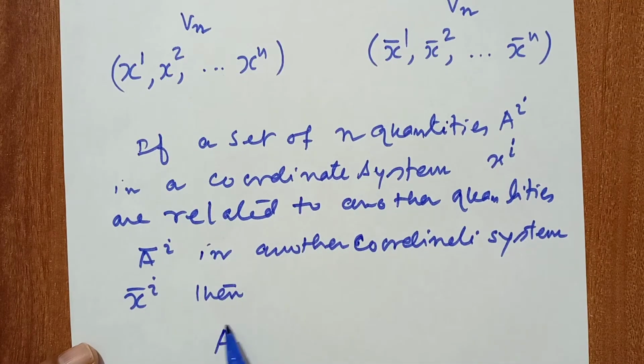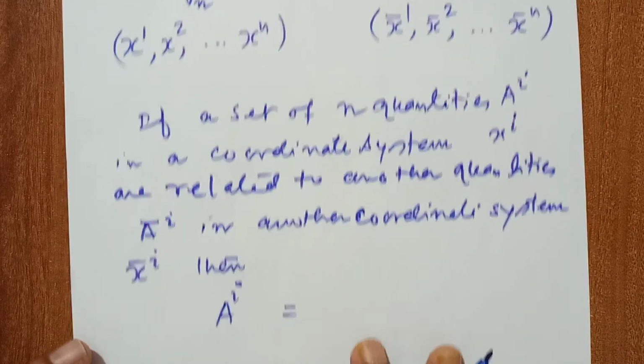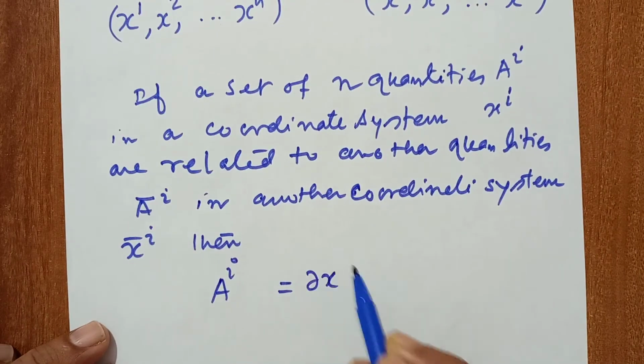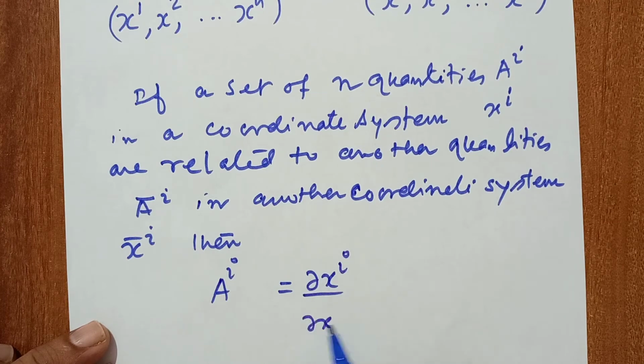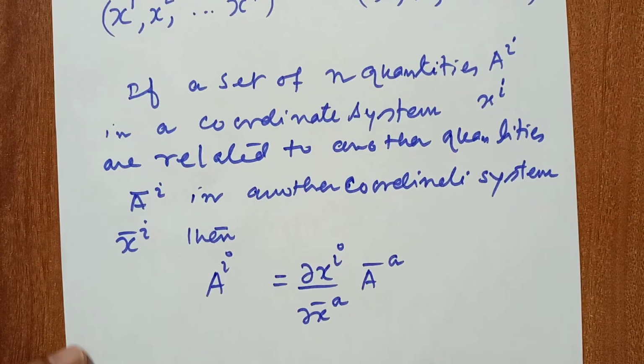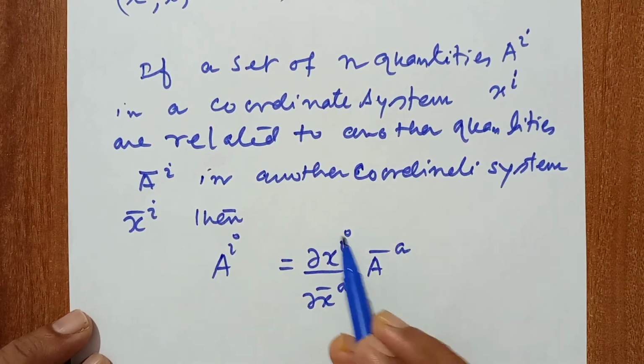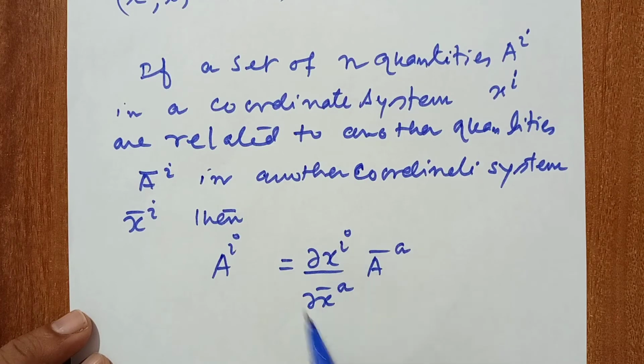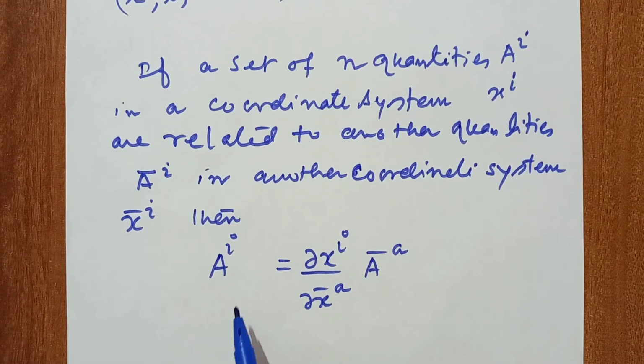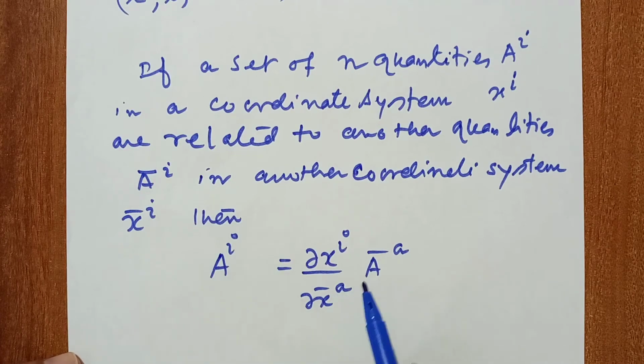Means aⁱ is equal to ∂xⁱ upon ∂x̄ᵃ times āᵃ. Here, this is called the projection factor. This is a very important rule. Here aⁱ is called a contravariant vector. In terms of tensor, it is a tensor of rank 1. Otherwise, this is called a contravariant vector.